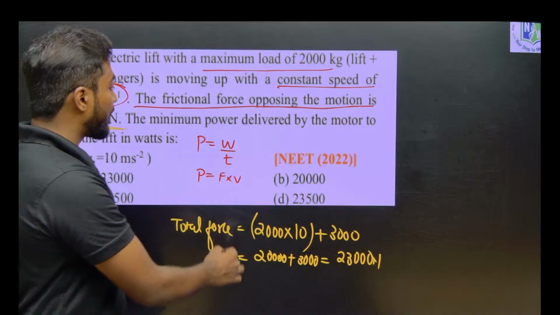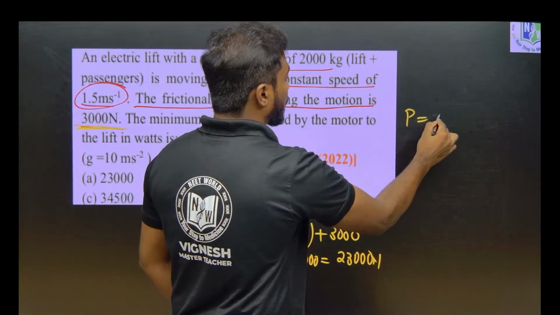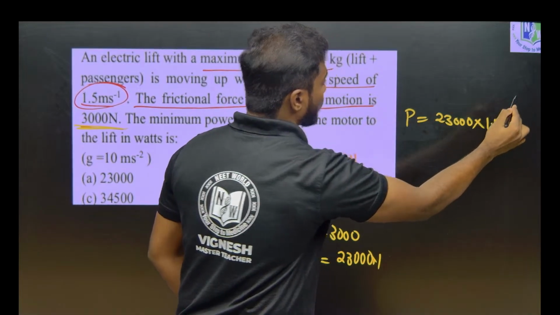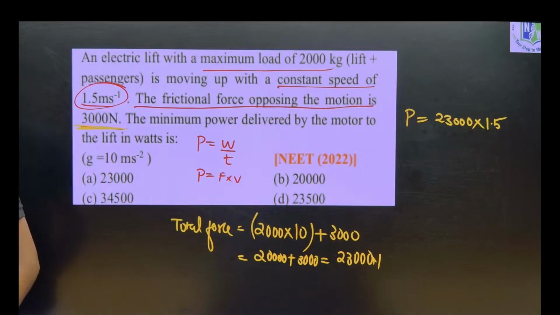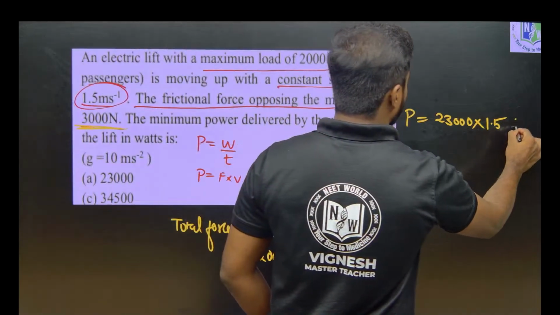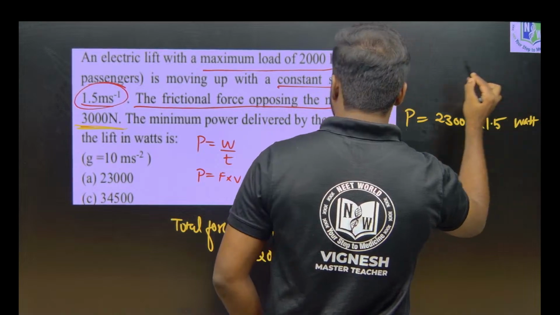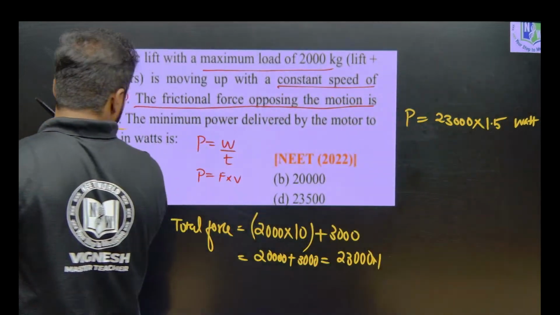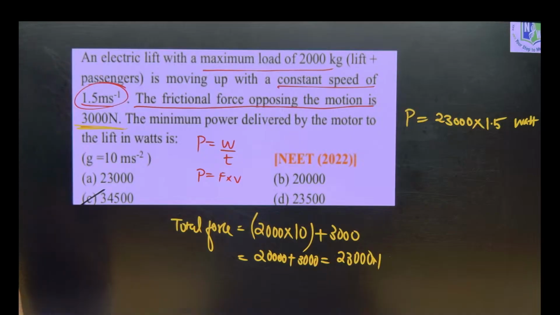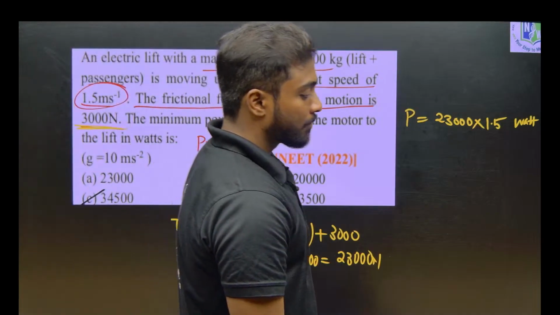So I can substitute the value of force in the power equation. Force is 23,000 into velocity is 1.5. That's it, guys. You will get the answer for the power, so in watt. The answer is 34,500.